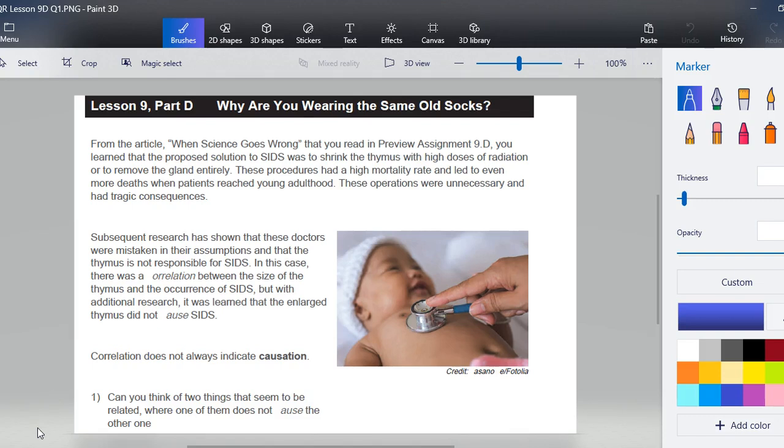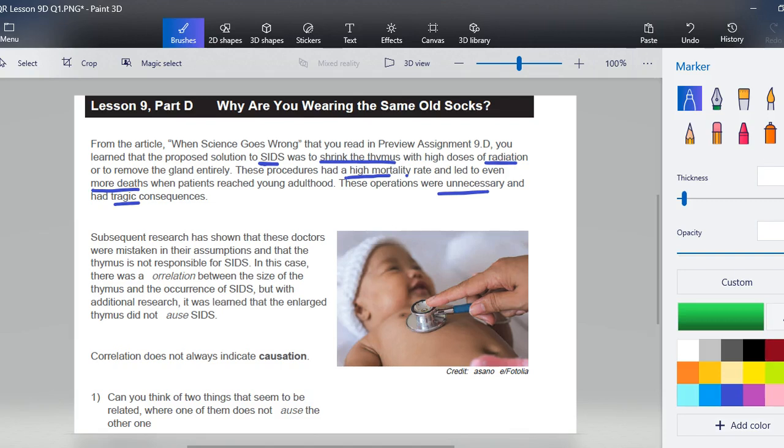There was an article that you read in the preview, talked about when science goes wrong. I knew it was going to do it. And you read that and you learned about a proposed solution to SIDS was to shrink a thymus with high doses of radiation. And these procedures had a high mortality rate and led to even more deaths when patients reached young adulthood. These operations were unnecessary and they had tragic consequences.